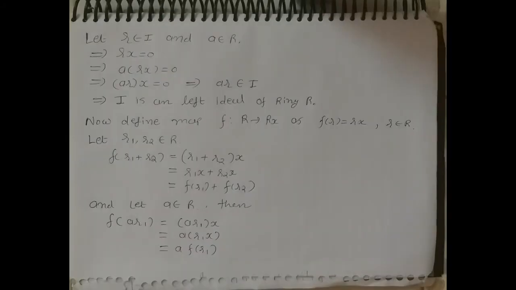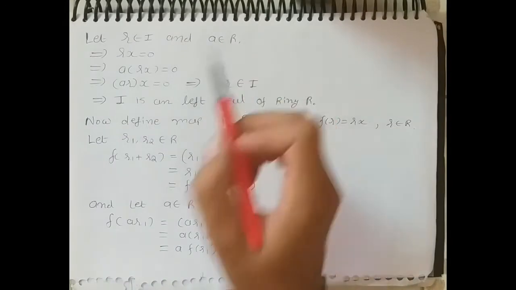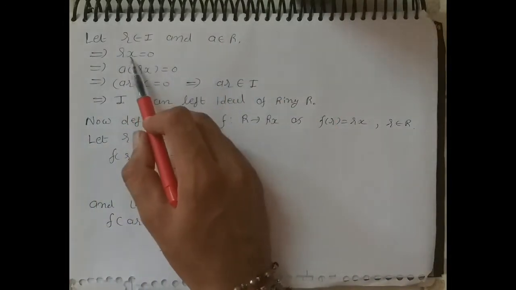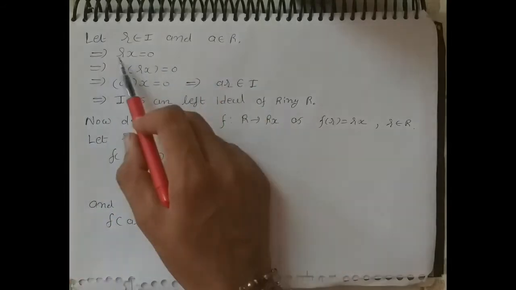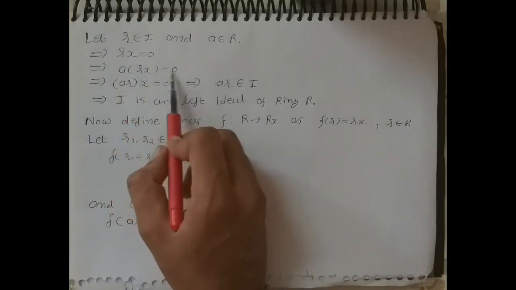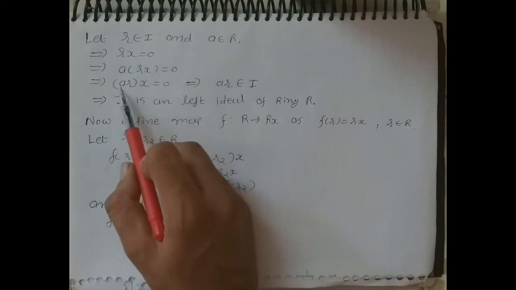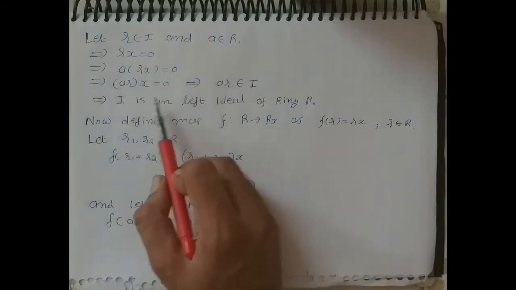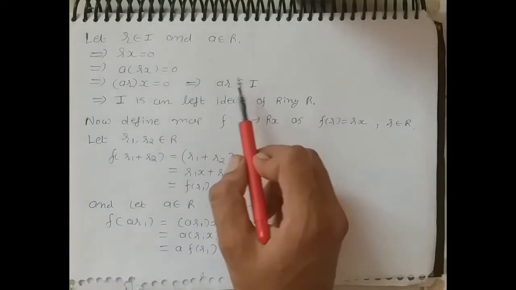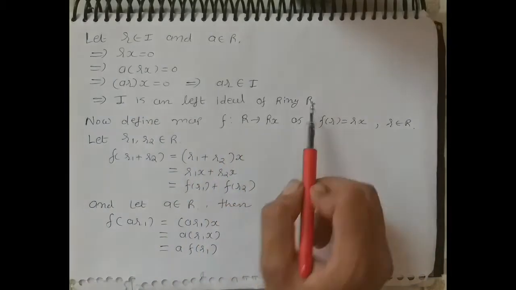Now let element r belongs to I and element a belongs to ring R. Now r belongs to I, so rx is equal to 0. Now multiply rx by a, so it is also equal to 0. That means a(rx) is equal to 0. Now the multiplication is associative, so (ar)x is equal to 0. This implies that element ar belongs to I. So this shows that I is a left ideal of ring R.